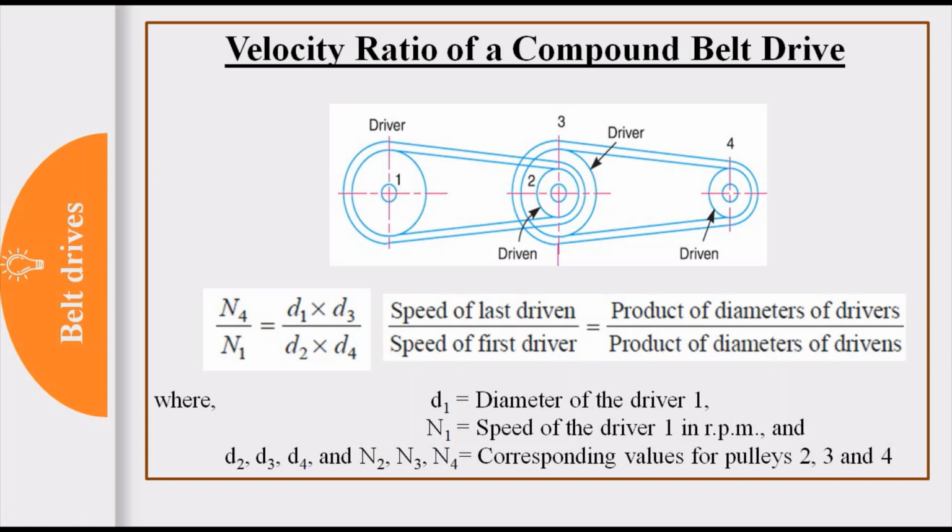That is D1 D3 upon D2 D4. If we consider both cases separately, like 1 and 2, 3 and 4, then the ratio will be N2 upon N1 multiplied by the second case N4 upon N3, which is equal to D1 upon D2 multiplied by D3 upon D4. As 2 and 3 are mounted on the same shaft, their speed will be the same, so N2 and N3 will cancel. So N4 upon N1 will be equal to the right side term as it is. Whatever number of pulleys are used in a given compound belt drive, the formula will be: speed of the last driven to the speed of the first driver is equal to the product of diameters of drivers divided by the product of diameters of drivens. Hope it is clear.